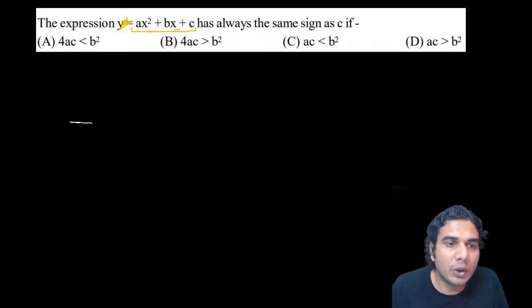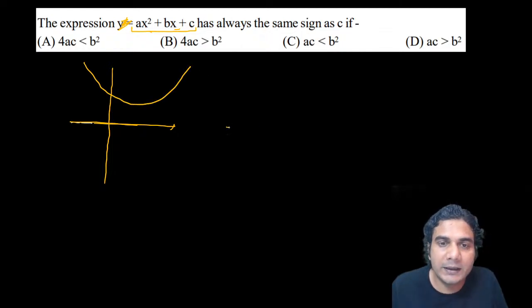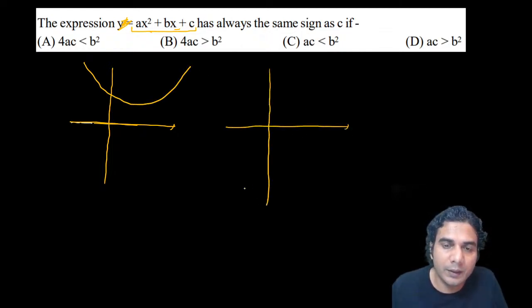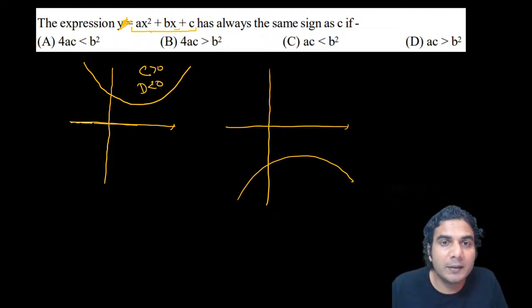All right. If this expression is always positive, the graph will be like this. If this expression is always negative, then the graph will be like this. In this case, you can see C is positive, and what is the discriminant? Discriminant is negative. Same sign as C. In this, can you see, is it the same sign? No, because discriminant is less than 0 in this, so discriminant is negative, but C is positive in this case.